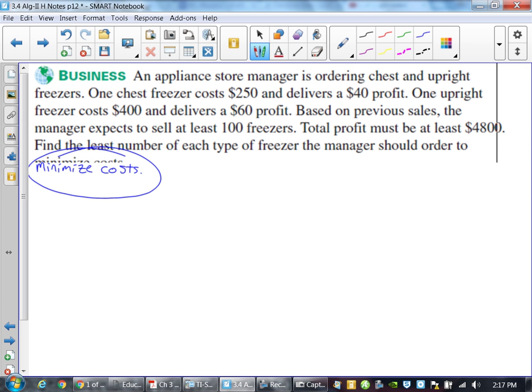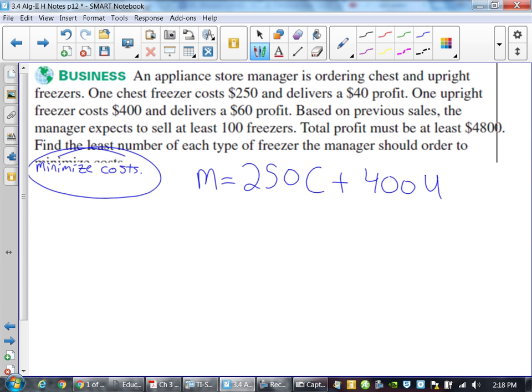So we have chest freezers. We'll call this an M for minimize our costs. We have chest freezers that cost $250. And our other ones cost $400. We'll call it a U. All right.